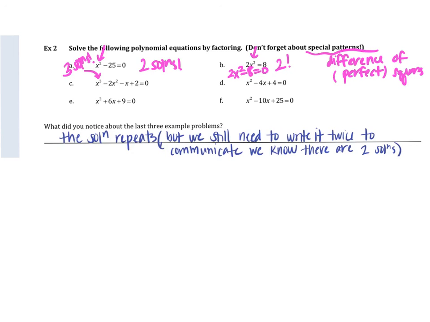For D, E, and F, what is my highest exponent? And hopefully you are telling somebody in your house right now or speaking out loud to yourself that, again, we are going to have 2 solutions on those.